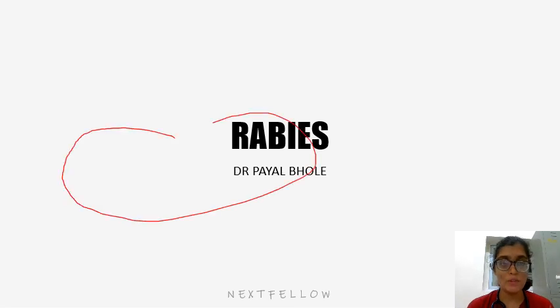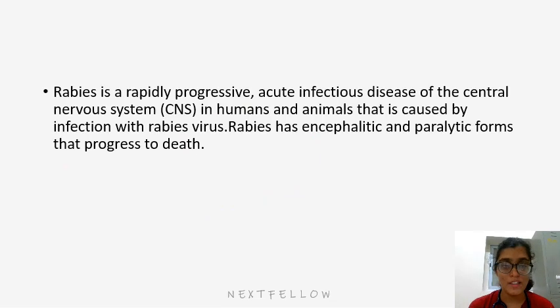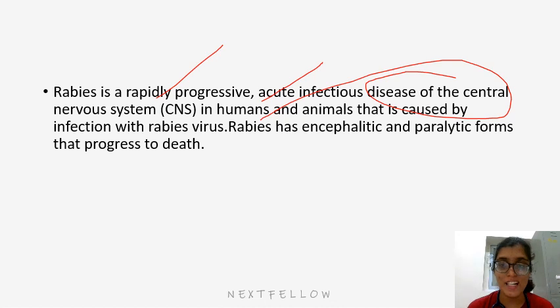So let's talk about a very fatal infection, rabies. Rabies is a rapidly progressive acute infectious disease of the CNS in humans and animals that is caused by infection with rabies virus. Rabies has encephalitic and paralytic forms that ultimately progress to death. Rabies is an infectious disease that is 100% fatal.